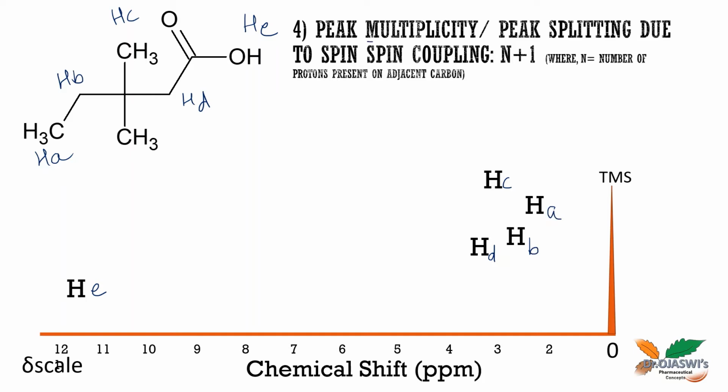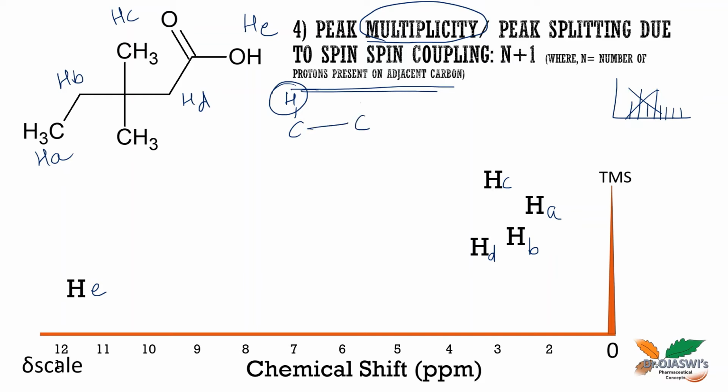Now the multiplicity. If you remember mass spectroscopy, in mass spectroscopy we get only lines, so it was called line spectra. But this is not the case with NMR. Each peak splits because of the proton present on the adjacent carbon. If I am talking about the peak of this proton, and on the adjacent carbon there is one more proton, then the peak of this proton will split into two. So I call it a doublet.